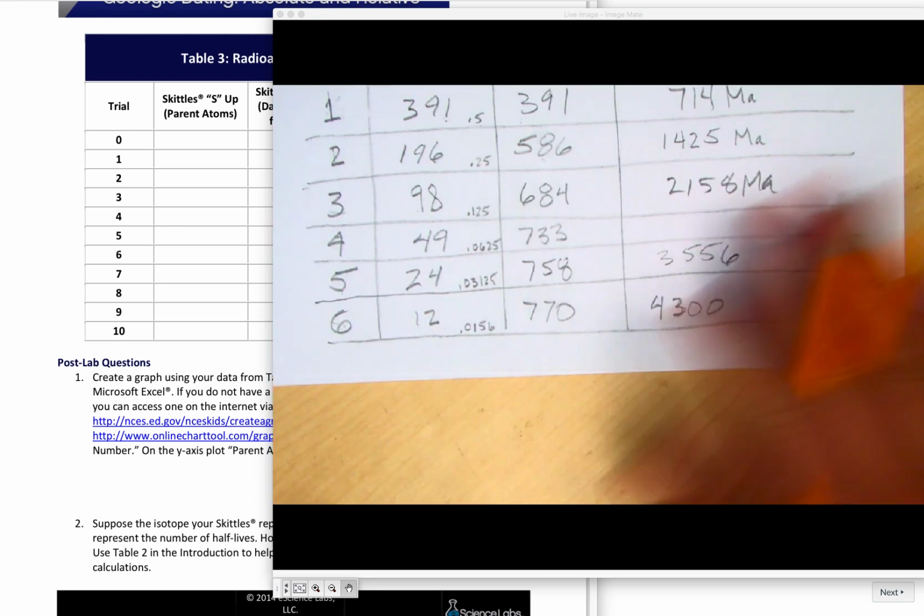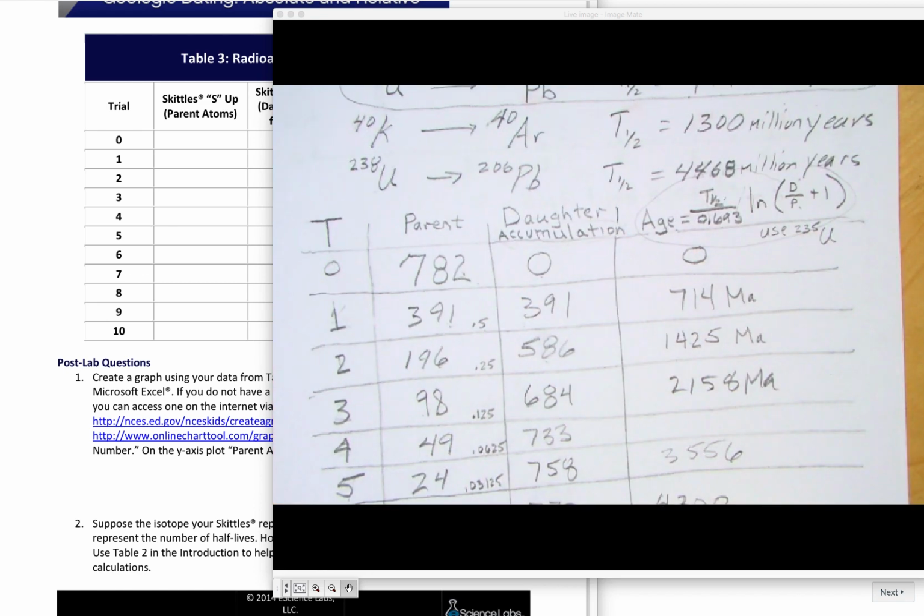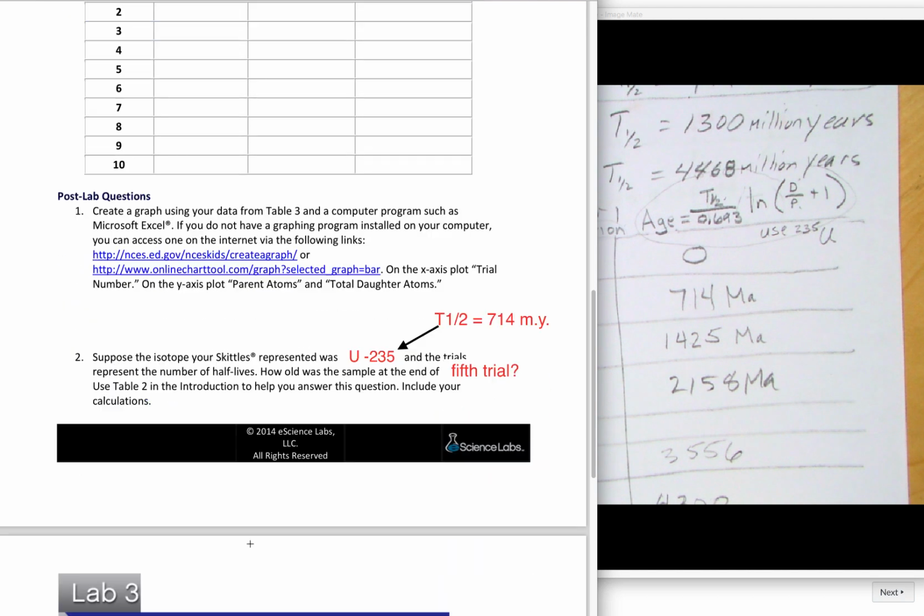All right. So this equation that they give you in the lab: they want you to use uranium-238, but I'd like you to use uranium-235, which has a half-life of 714 million years. And then they want to know how old your sample was at the end. You don't want the end, because at the end you're going to have 0 parents. It's not going to work. So you want to do it where you still have some parents left. So do it after the 5th trial.